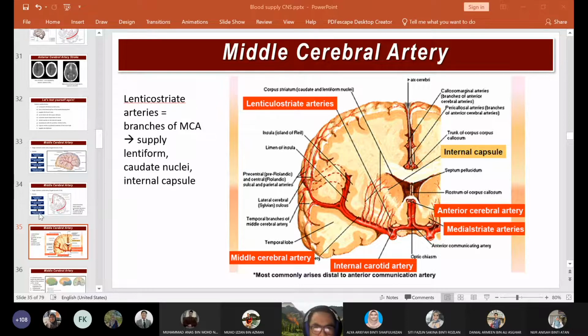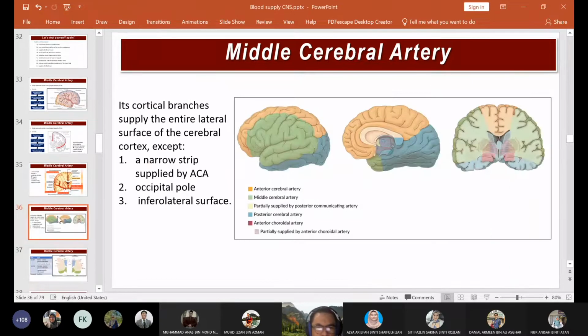And also this is the caudate nucleus. Hopefully you can still follow me. If you look here, earlier we looked at orange for the anterior cerebral. Now we are looking at the green. Here is your middle cerebral, green, lateral side. Except for a narrow strip supplied by the ACA, the inferior occipital pole and the inferior lateral surface.